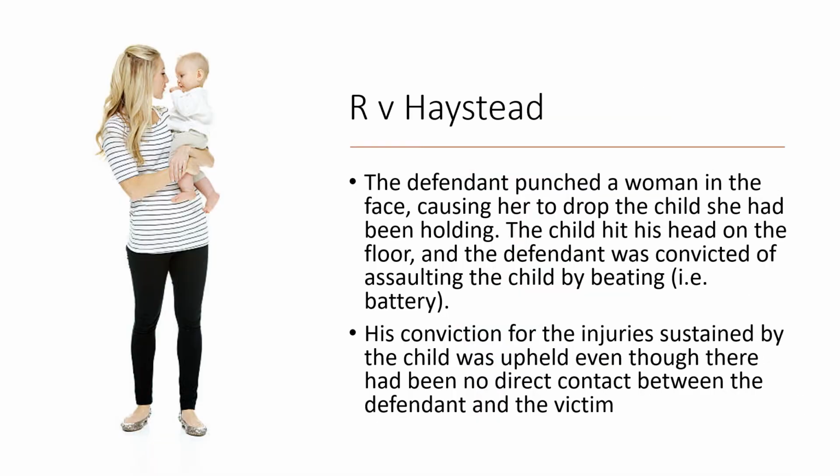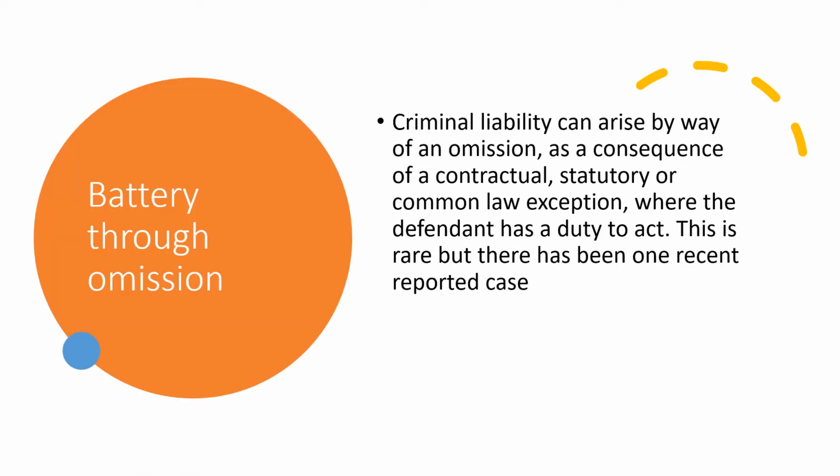Now in Haystead, the defendant punched a woman in the face, causing her to drop the child she had been holding. Now the child hit his head on the floor, and the defendant was convicted of assaulting the child by beating, i.e. battery. Now his conviction for the injury sustained by the child was upheld, even though there had been no contact between the defendant and the victim. It was indirect, by punching the mum and causing this to happen.